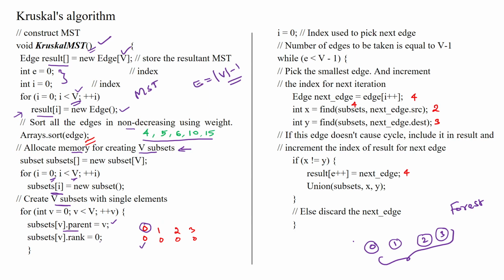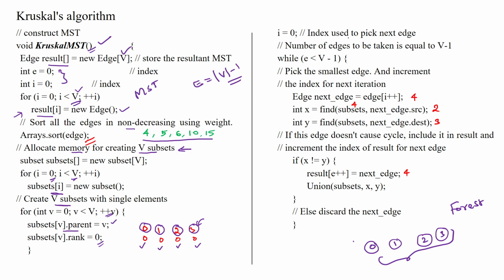The rank is 0 initially. Then incrementing by 1, for node 1 the parent is the same node and the rank is 0. For node 2 the value is 2, but the rank is 0. For node 3 the parent is also node 3, and the rank is 0. So each node is acting as a parent to itself.